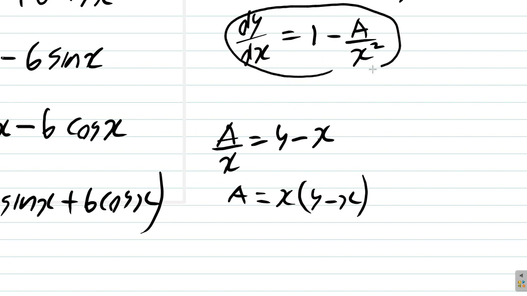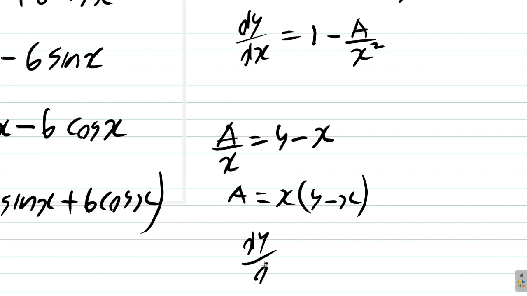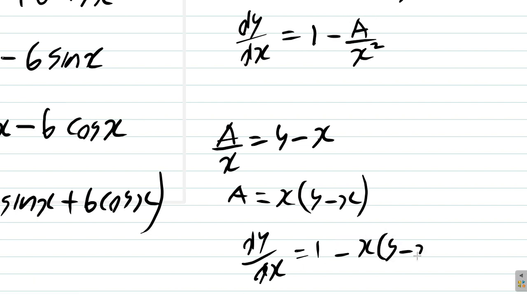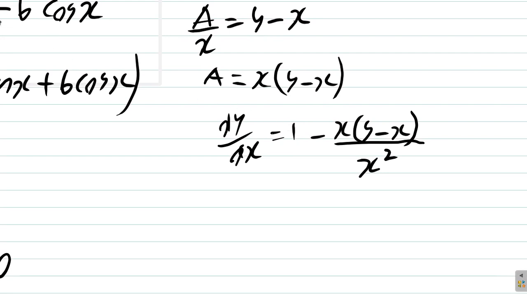So let's rewrite this. You have dy by dx equals 1 minus what now? Remember, now this is a, but a is x times y minus x. So instead of writing back a, you put x, y minus x, over x squared. So that's what you have. Alright, let's simplify this part. How can we simplify it? Well, we have a fraction minus a fraction. So let's use common denominator.